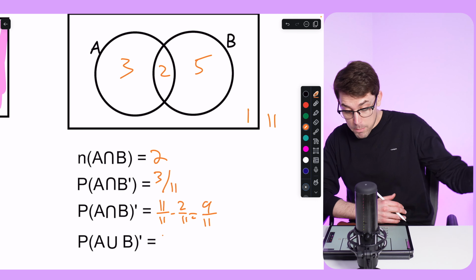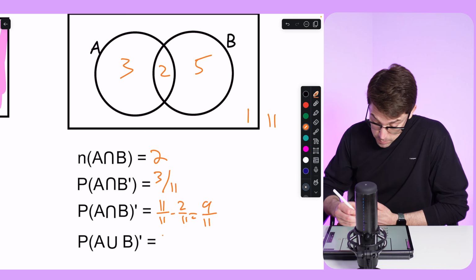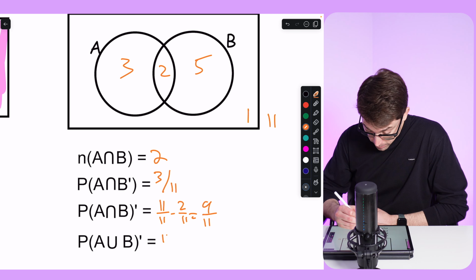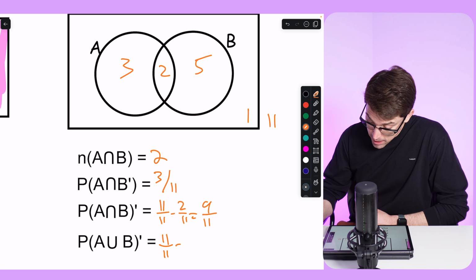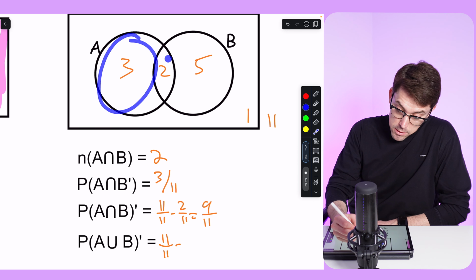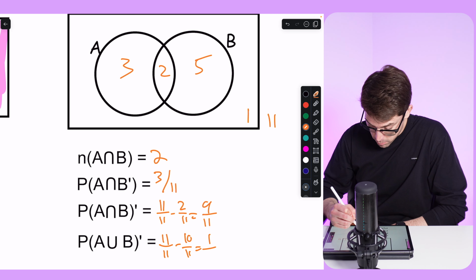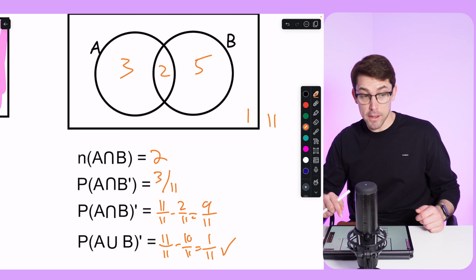So now I'm given the probability of A union B, but the complement of that. So not A union B. So again, if I want not, I take 1, which is 11 over 11. Now I'm going to subtract the probability of A union B, which would be 3, 2, and 5. That's going to give me 10 all over 11, so that's 1 over 11. There we go. Happy days.